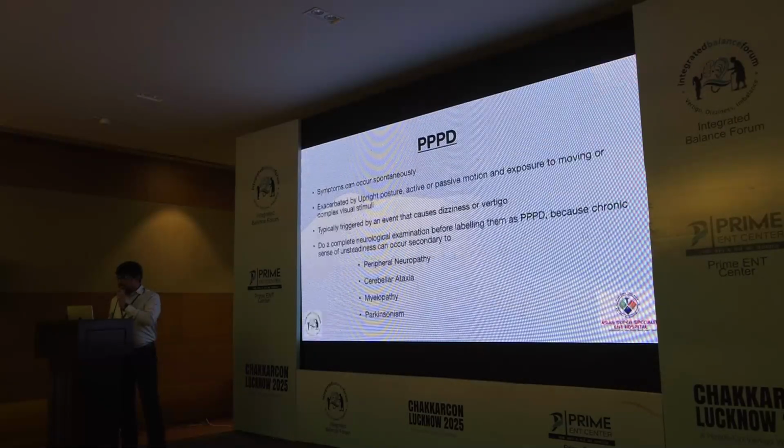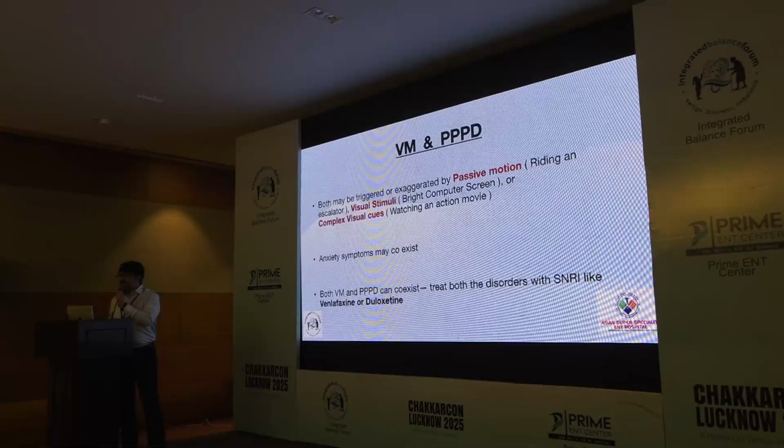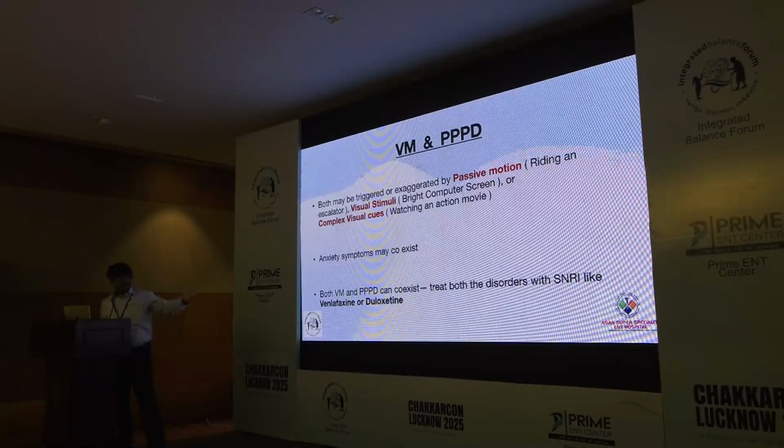So you know what is triple PD. What are the features that are common in triple PD and vestibular migraine? Both may be triggered or exaggerated by passive motion, visual stimuli, or complex visual cues. Anxiety symptoms also may coexist in vestibular migraine. Both vestibular migraine and triple PD can coexist in a single patient also. So treat both the disorders with SNRIs like venlafaxine or duloxetine. If both are there together, this is the treatment: venlafaxine or duloxetine.